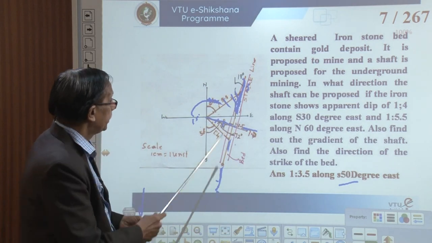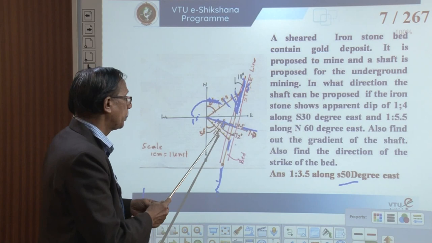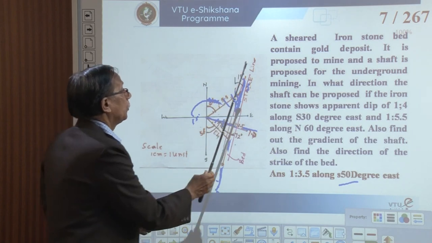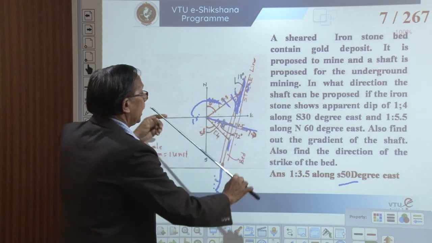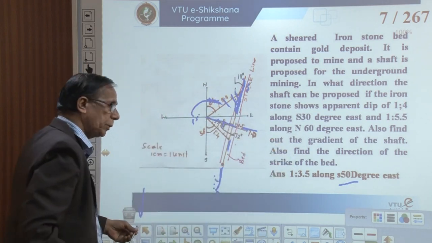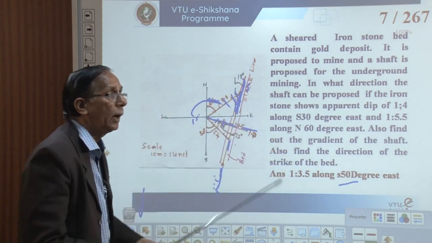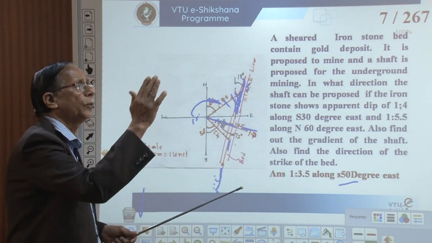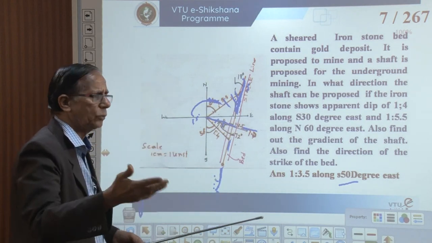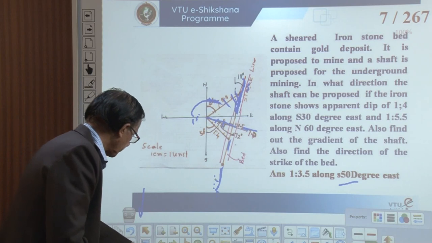Now, here you have seen two apparent dips. From that you have reconstructed the strike line and got the true dip. In the previous case, they gave the true dip and you had to find the desired direction of the road, as good as the apparent dip.